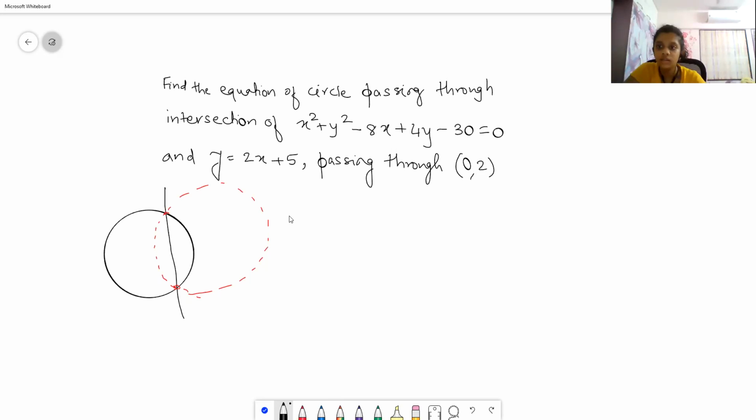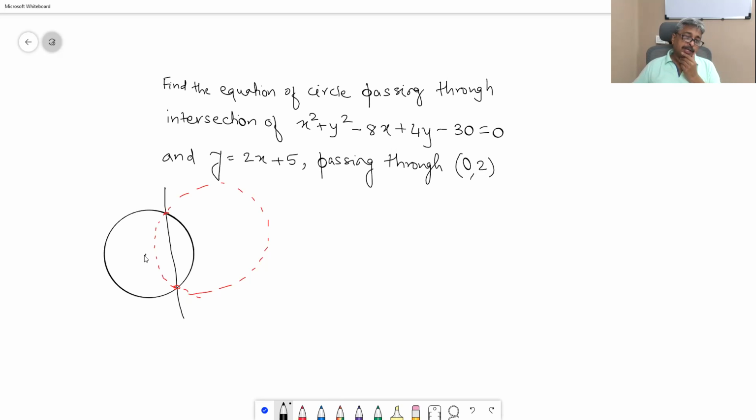Sir, how do we check if these intersect or not? We will discuss. You can drop a perpendicular from the center onto the line and find the distance of the center from the line. If it is greater than the radius, it does not intersect. If it is less than the radius, it does. We know how to find the perpendicular distance.